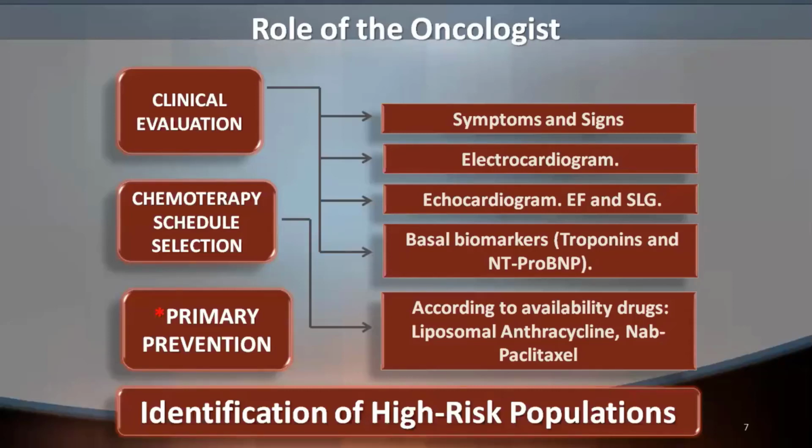The principal role is to evaluate the clinical condition of the patient. That involves the symptoms, electrocardiogram, or any other study to classify the patient after this clinical evaluation. Analyze the chemotherapy schedule, because the selection of the drugs must always favor less toxicity to improve the best treatment, and the management of primary prevention for identification of the high-risk population.